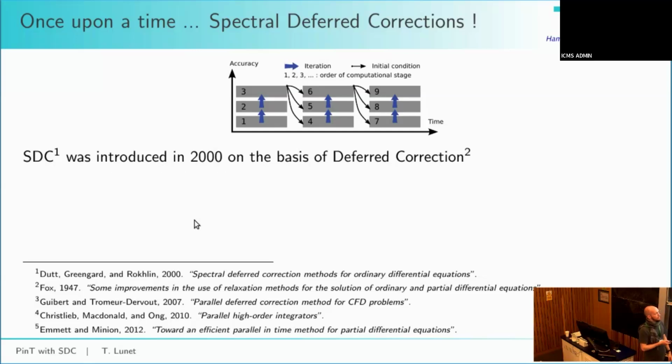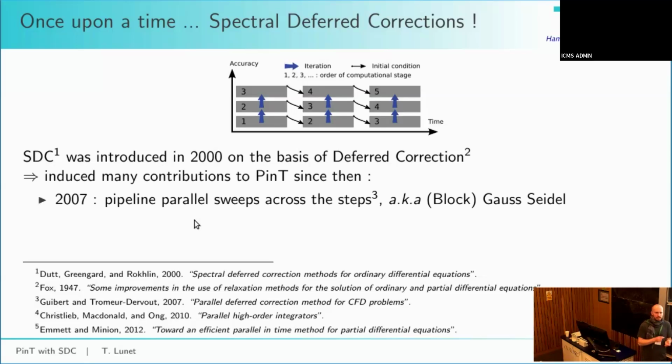The first idea for parallelization was to say, hey, I can already transmit the solution to the next time interval without having computed the final solution. That was the idea of Guibert and Tromeur-Dervout. They applied that to some CFD problem. It's a really small conference paper, and I don't know any reference before that.